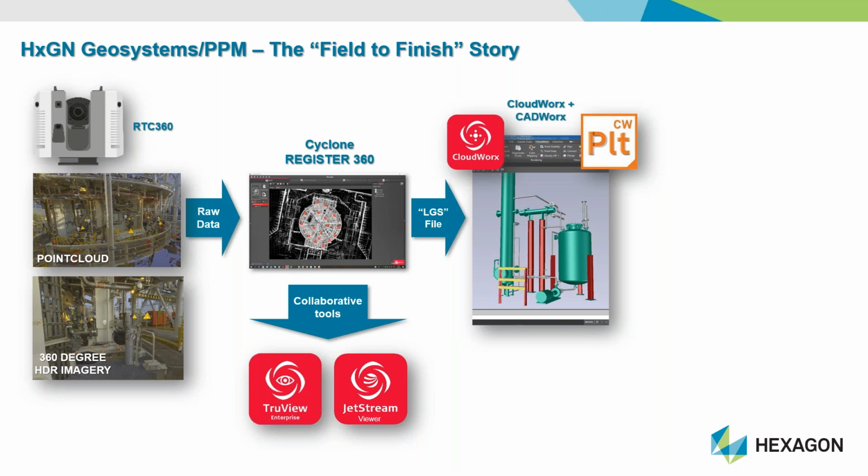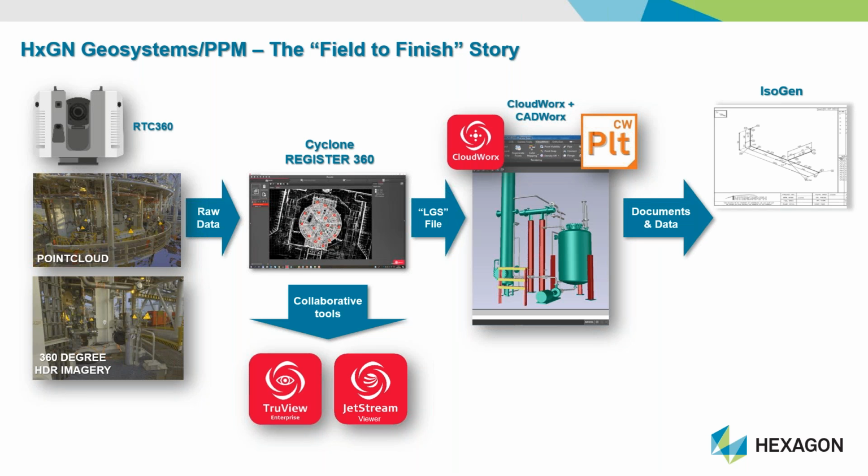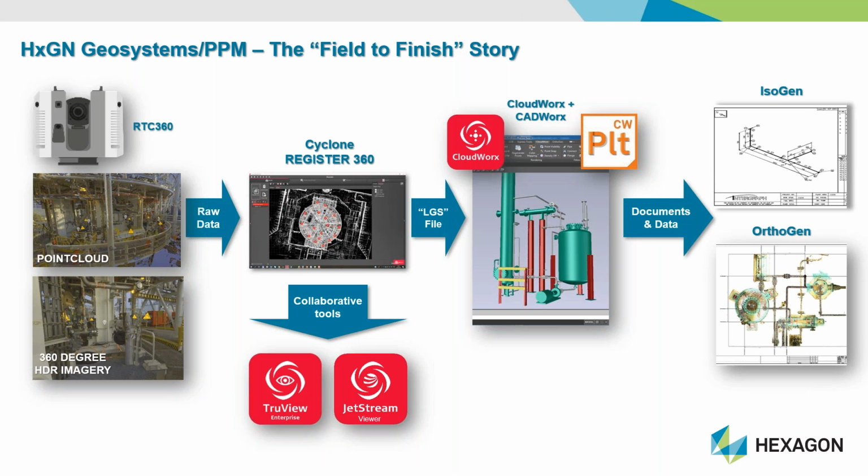So we push the LGS files across into our CADWorx solution, working in conjunction with CADWorx Plant Professional. And then on the back end of that process, we're delivering Isogen and Orthogen tools that create this package of documents and data for deliverables on the back end, which go across to the owner-operators and the contractors. So that's the story that we're going to tell today. I'm going to focus initially on the RTC aspect, and then also the software solutions as well.